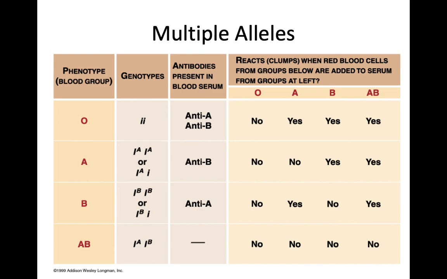So I think human blood type is really interesting. It's a great example of codominance and an example of how we can use multiple alleles to give a certain phenotype.